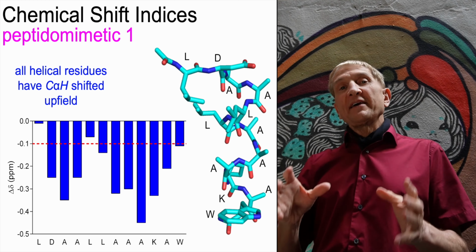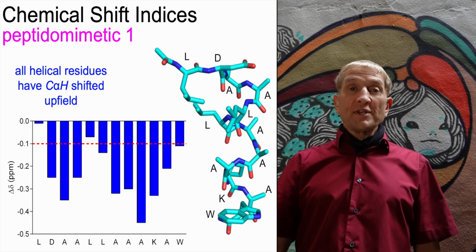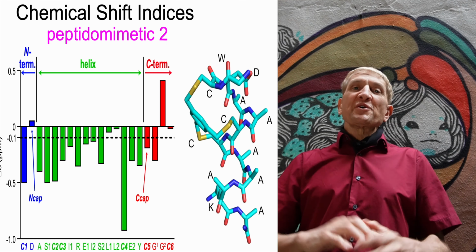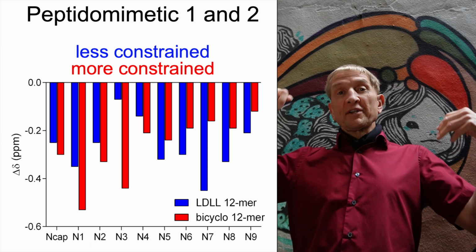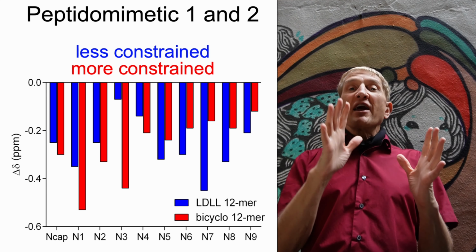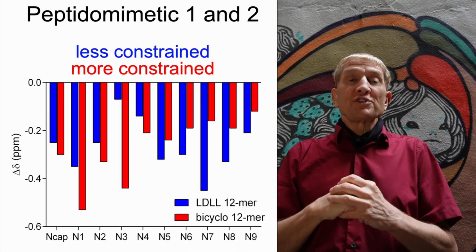We wanted to compare that with another one, which we suspected was more helical, more constrained. So we did the same experiment. We plotted both the CSIs, blue for the first one, and red for the putatively more constrained one.